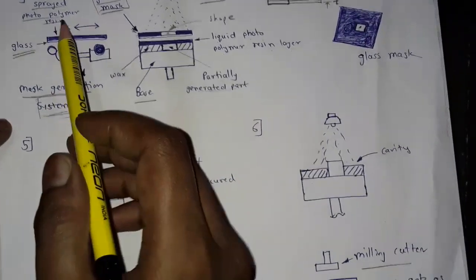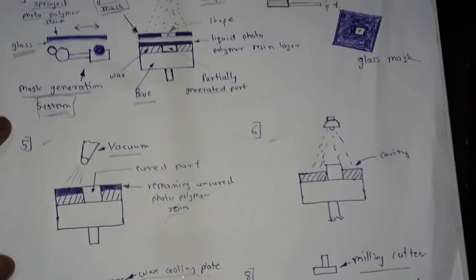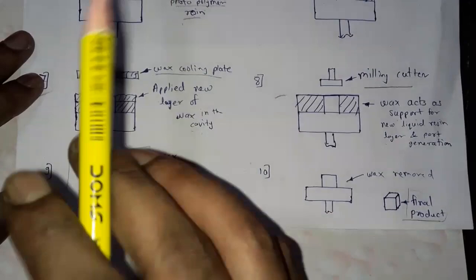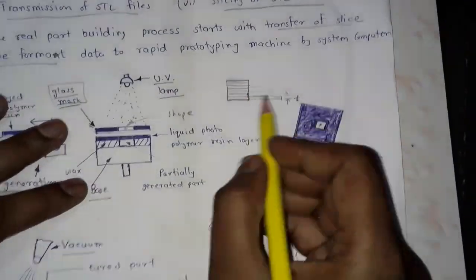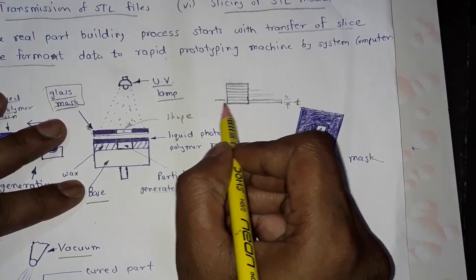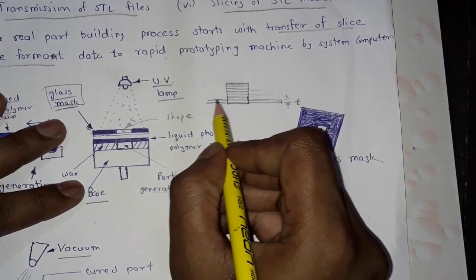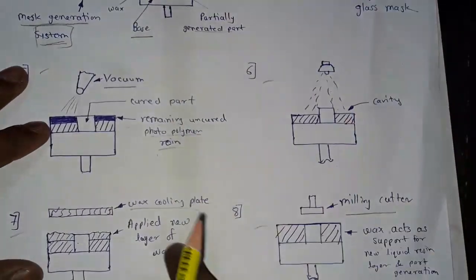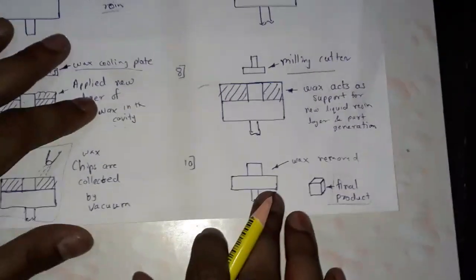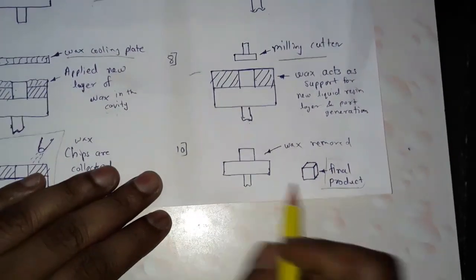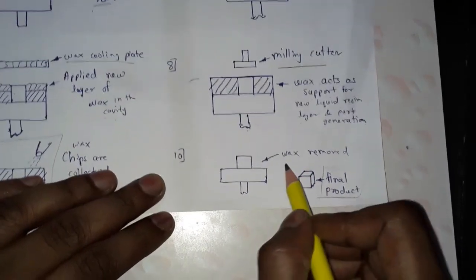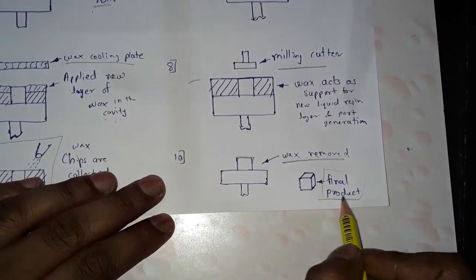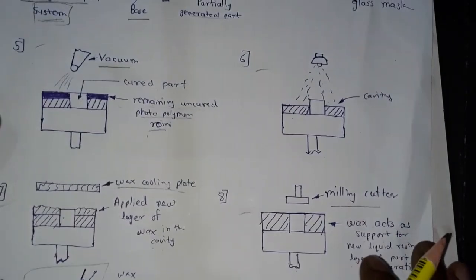Here friends, this 4th, 5th, 6th, 7th, 8th and 9th process we repeat again and again for the formation of each layer, that is layer by layer formation. This is the first layer, then the second layer, then the third, fourth and so on. For each layer we repeat this whole process, and after completely forming the final product, we remove the wax, and this is our final product, as you can see here.